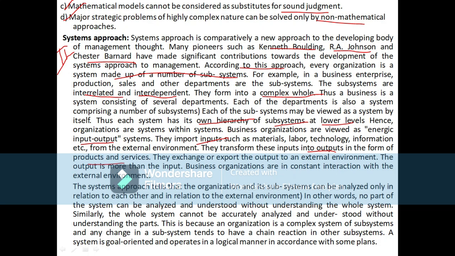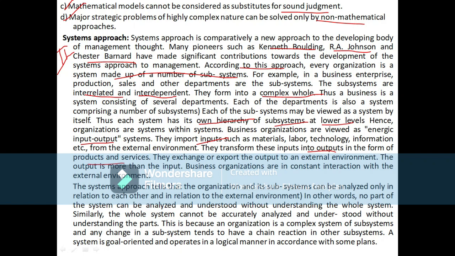Here, subsystems should be analyzed only in relation to each other. Why? Because they are interrelated and interdependent. The systems approach defines an organization as a complex whole consisting of mutually interdependent and interacting parts, which are viewed as subsystems. A system is defined as an organized or complex whole, an assemblage or combination of things or parts forming a complex unitary whole. So systems approach means every organization is a system made up of a number of subsystems which are interrelated and interdependent, like the technical subsystem, social subsystem, power subsystem, etc.